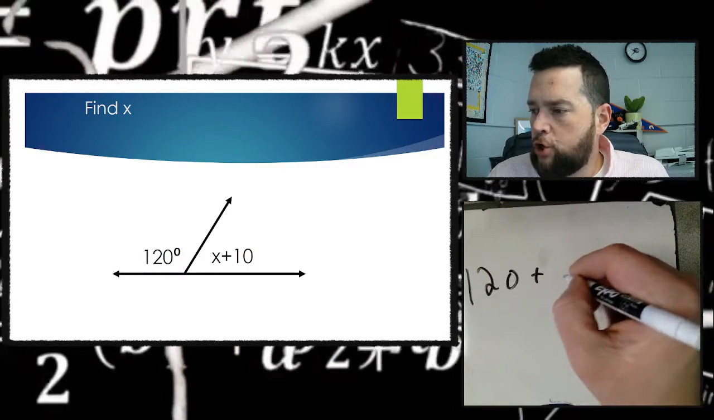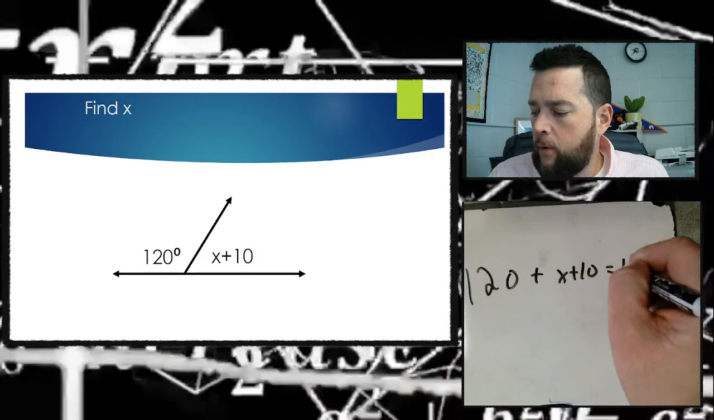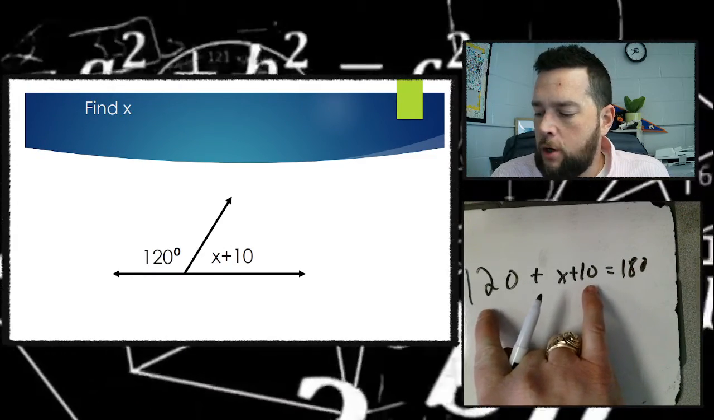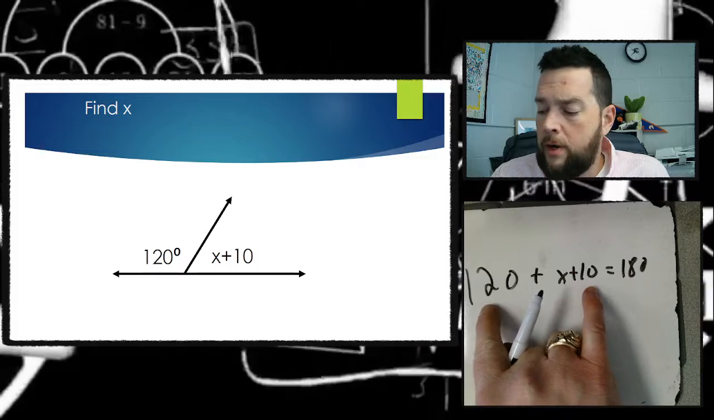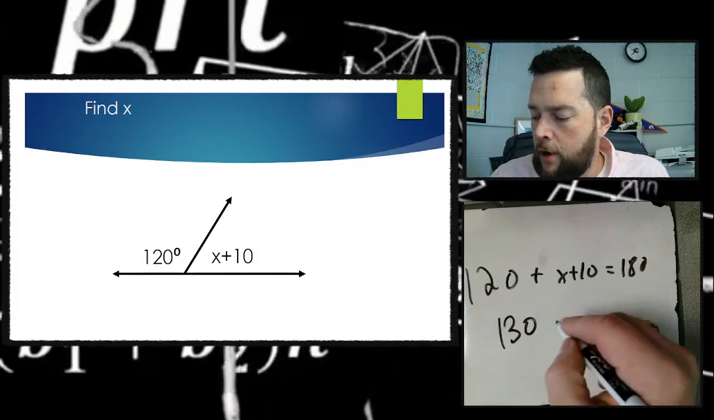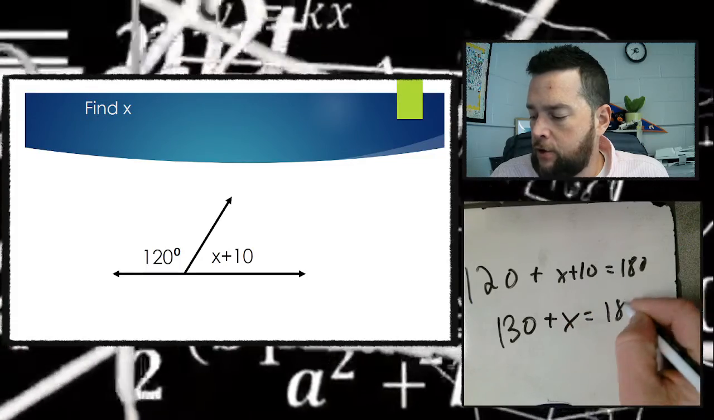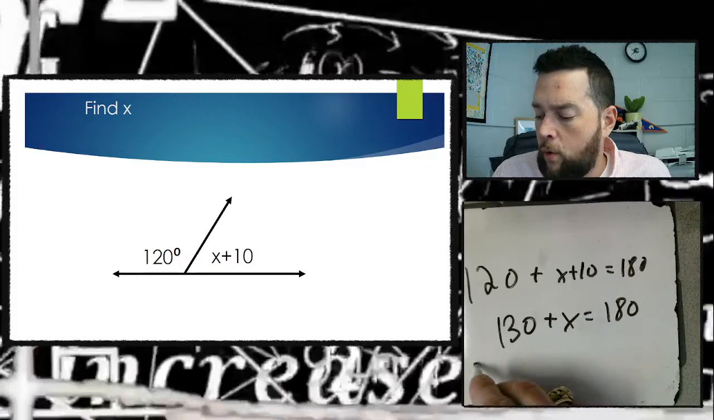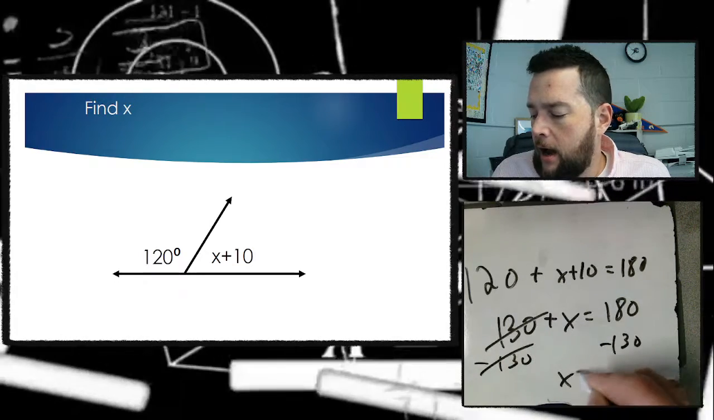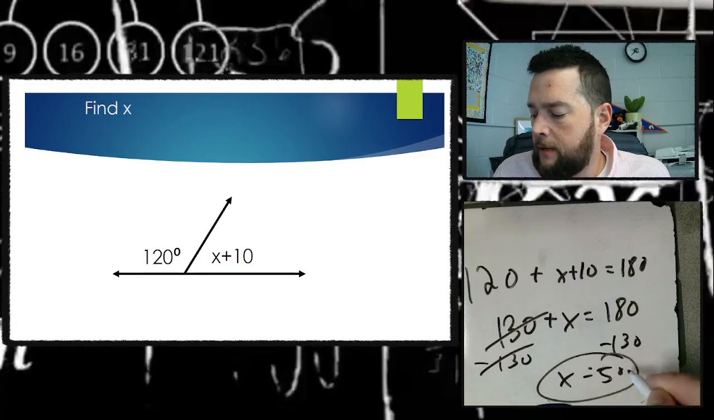All right, we have 120 plus x plus 10, and then we know those add up to 180. I'm going to combine my like terms right here because those 2 numbers are constants. They don't have variables, so those add up to 130, plus x equals 180, and now I just have a simple one-step equation. I can subtract 130 from both sides, and I'll have x equals 50.